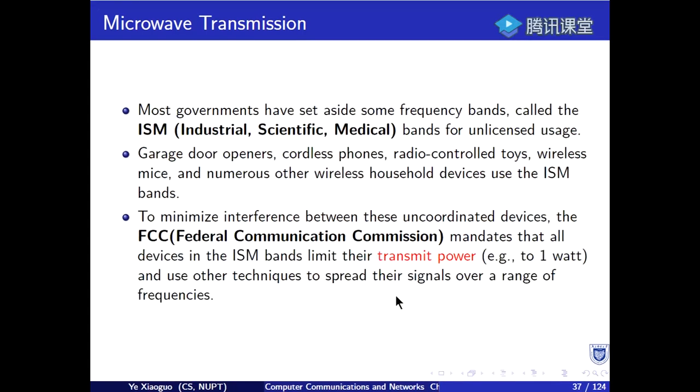Most governments have set aside some frequency bands called the ISM. ISM means industrial, scientific, medical bands for unlicensed usage.